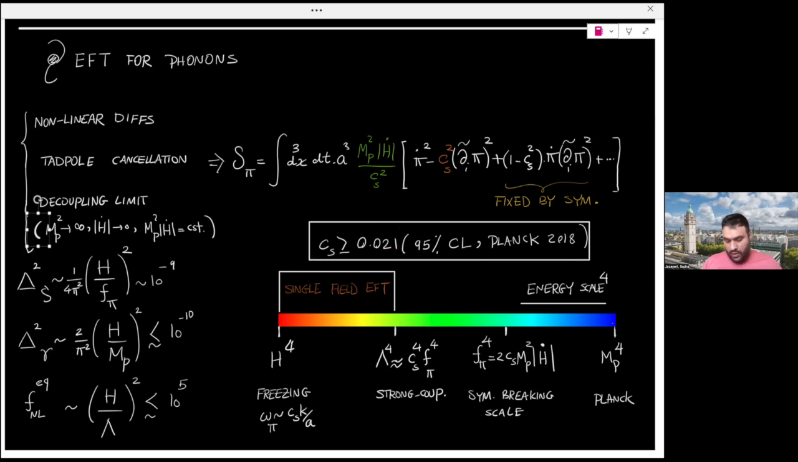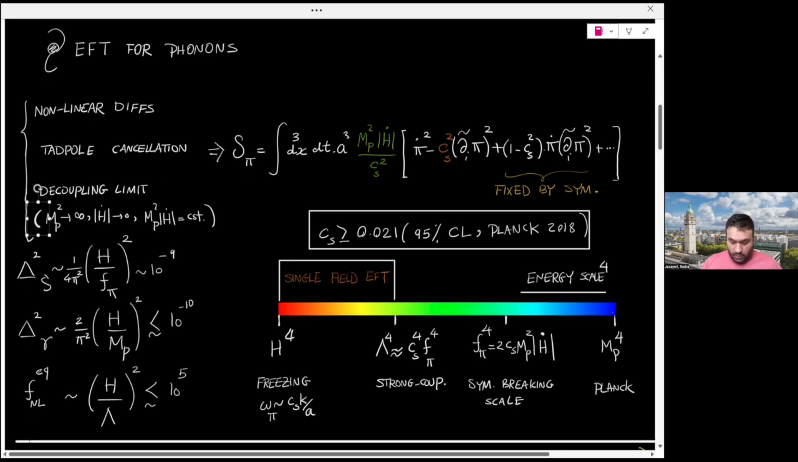So all in all, what this tells you is that you have an effective field theory for the pion, for the phonons. Also, we can call it phonon because the symmetry breaking pattern that I showed is the same as the superfluid at zero temperature. So the longitudinal sound waves obey the same sort of effective field theory. So I'm going to call this phonon from now on.